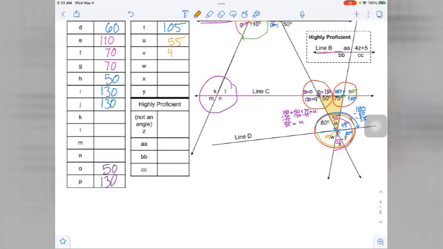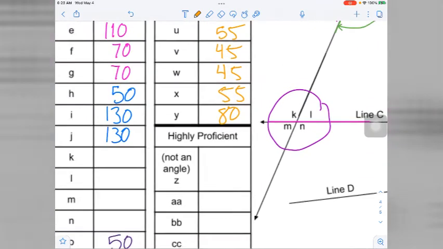So that is how we figured out U, V, W, X, and Y. U is angle 55. V is 45 degrees. Angle W is 45 degrees. Angle X is 55 degrees. And angle Y is 80 degrees.